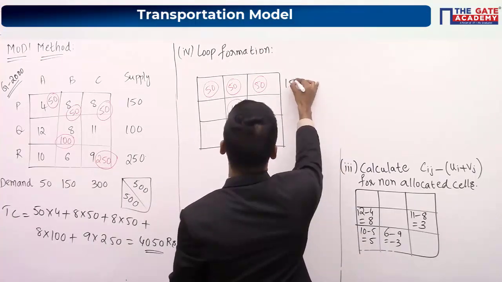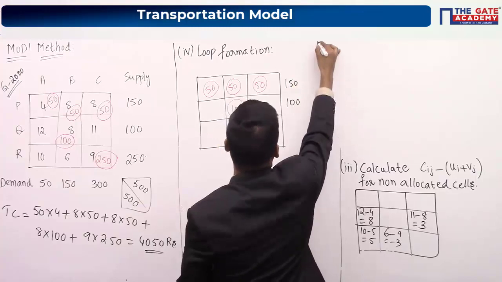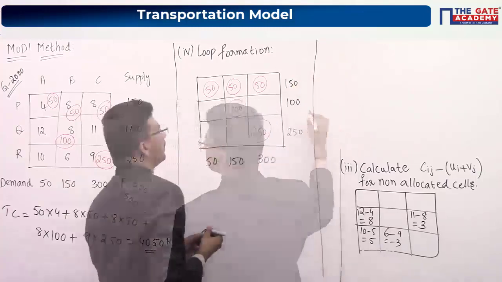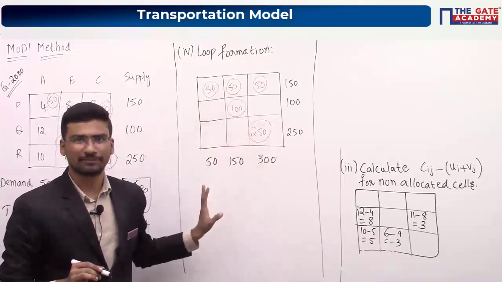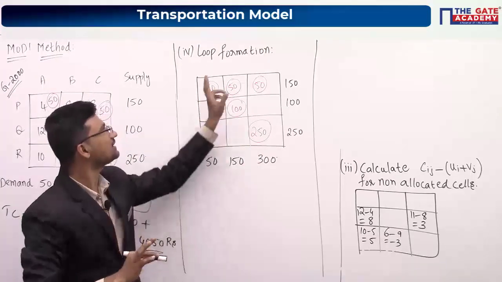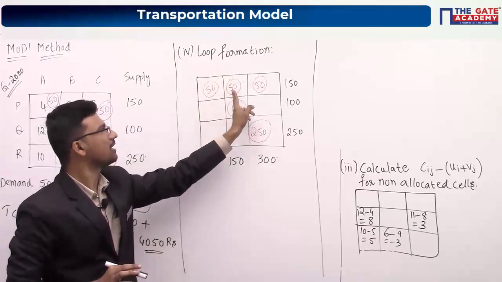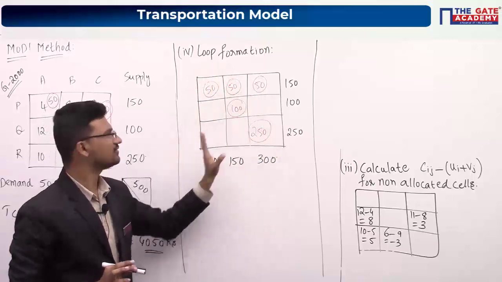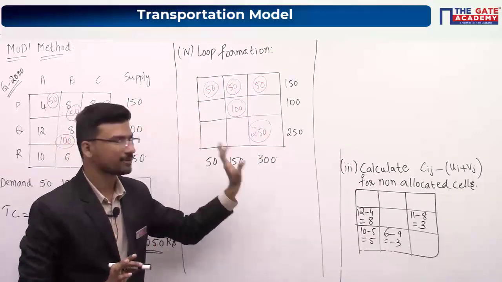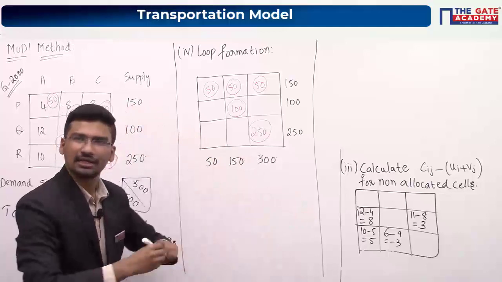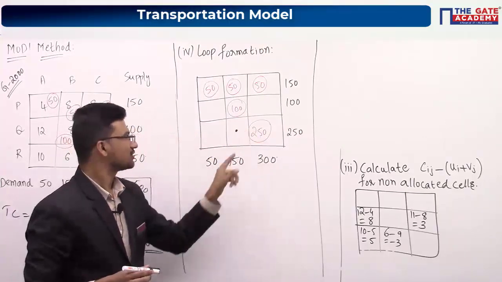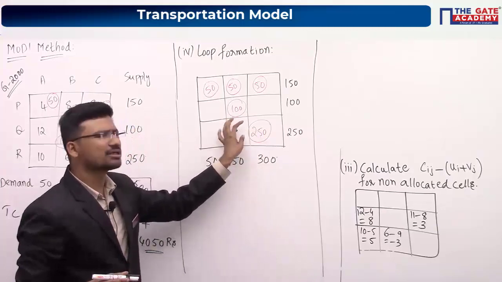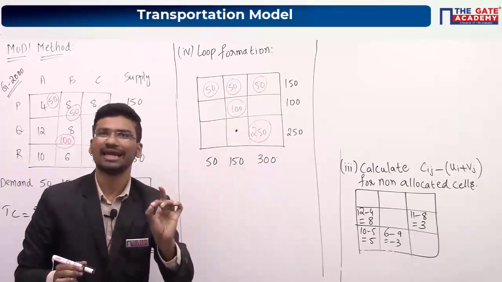I'm also taking the supply and demand values so that you will have a better understanding. These are the given allocations in the question. Whenever you start step number 4, just take down the allocations like this, which are given in the initial question. Now what is your negative cell? This is your negative cell. From this particular cell, you have to start forming a loop.